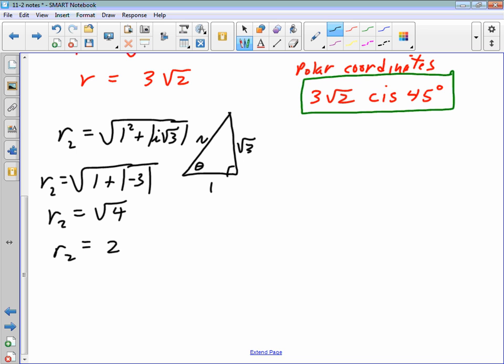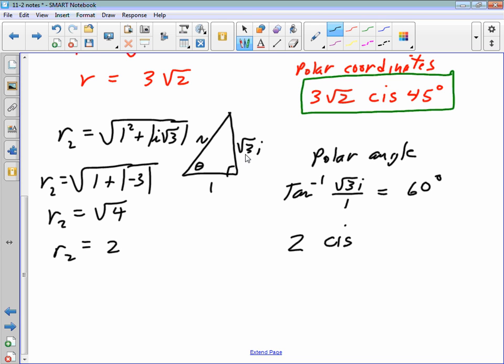So if we have a theta here, then we can say the polar angle is arctan of square root of 3 i over 1 equals, and you know this one, 60 degrees. So yeah, we're doing good. So our polar coordinates now are then 2 cis 60 degrees. Okay, so we got that. I'll put that one in green too.